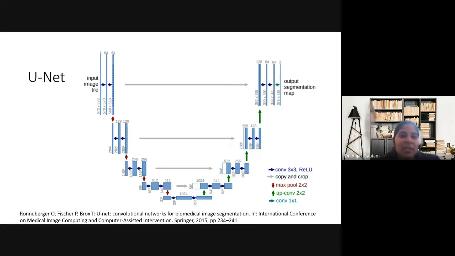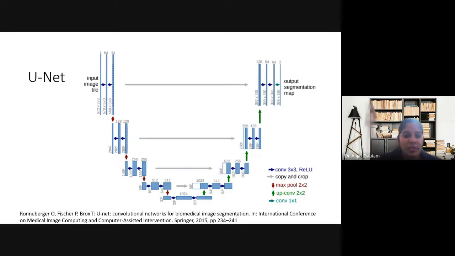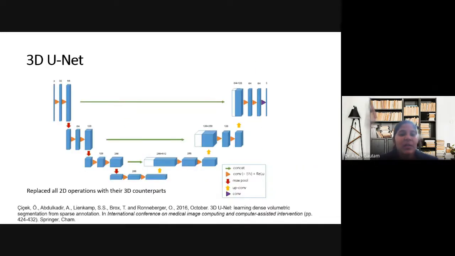Here you can see it is 572 cross 572, but here it is 388 cross 388, so there is a little change in the size of the image. Now that model was designed for just 2D images. But if you are taking the image of, let's say, the brain, it is 3D, it has a 3D structure, so we cannot do that with this 2D U-Net, because it is specially designed for 2D images.